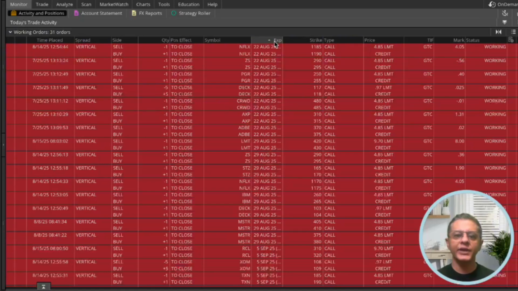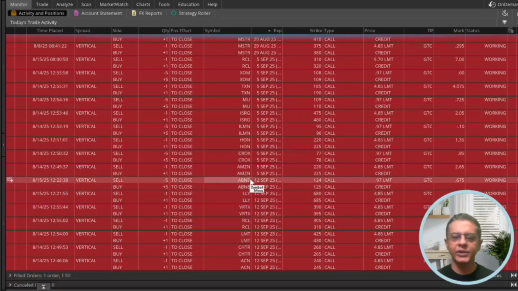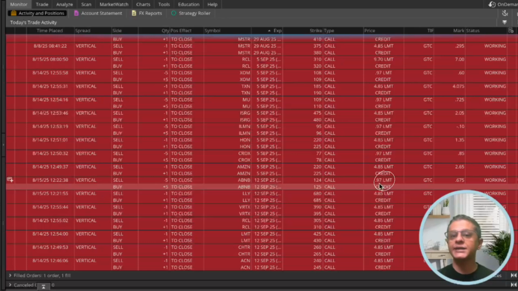So it's sorted by expiration already. I'm going to go down. I recently opened this trade, so this is my Airbnb trade. 124, 125 call spread. My GTC order is at 97 cents, which is 94% ROI.